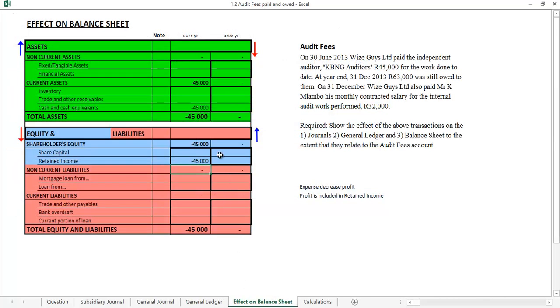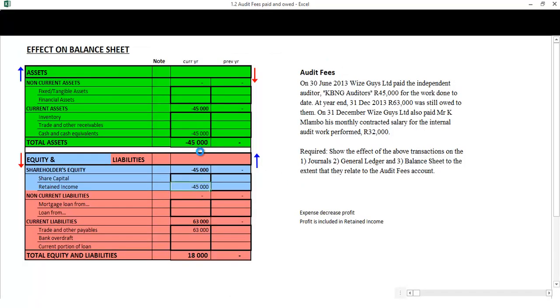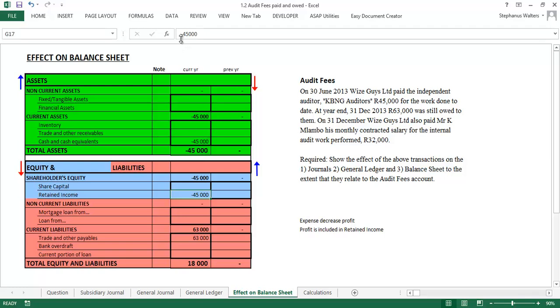Lastly, our effect on the balance sheet. The second transaction, we didn't give out any more cash. However, we do owe more money, so my liability increased by 63,000. Secondly, my expense increased by another 63,000. So now we don't just have, let me show you my formula bar, now we don't just have this 45,000. Look at the top here. We now have minus 45,000 minus another 63,000, which gives me minus 108. And you can see my total equity and liabilities equals my assets, which is the accounting equation. Brilliant. Happiness. Great.